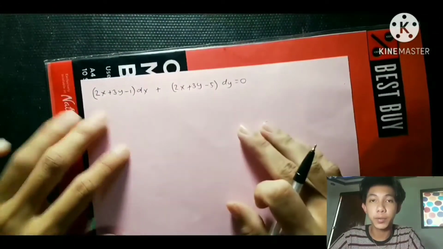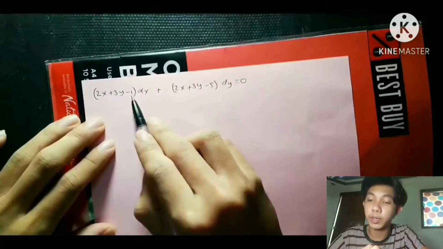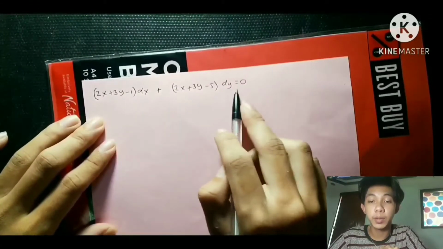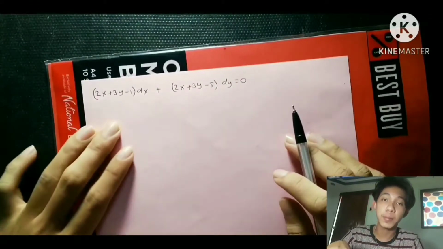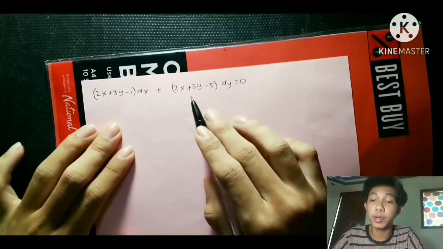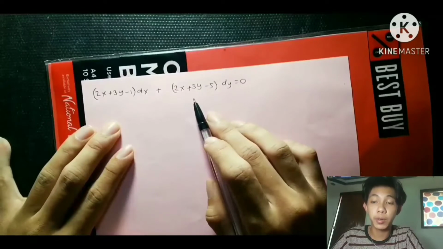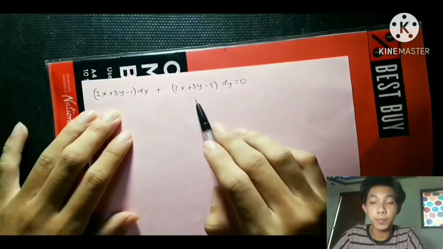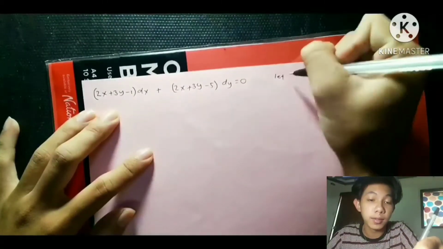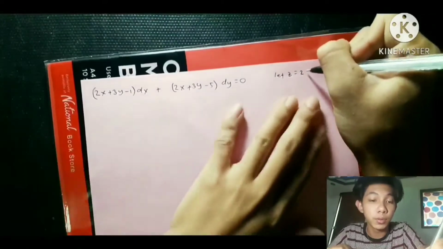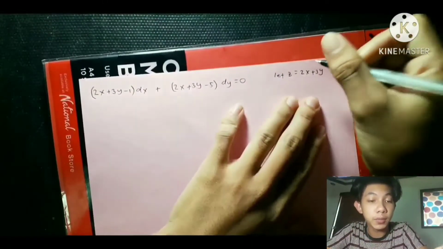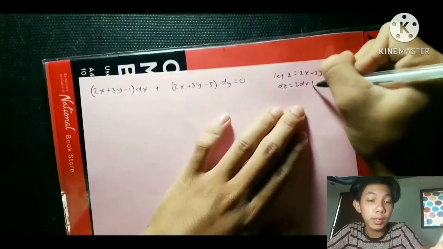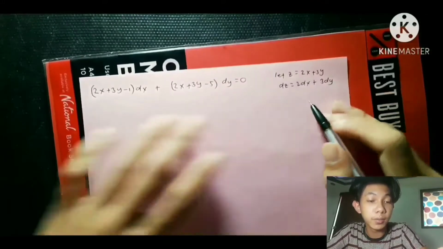So, for our first equation, we have here quantity 2x plus 3y minus 1 dx plus quantity 2x plus 3y minus 5 dy is equal to 0. So, first, let's look for something we can substitute in the equation. Anything can be substituted in the equation, but if you notice, both parts have 2x plus 3y. So, we can substitute it, or let z. Let z be equal to 2x plus 3y. Then, deriving both sides, dz is equal to 2dx plus 3 dy.